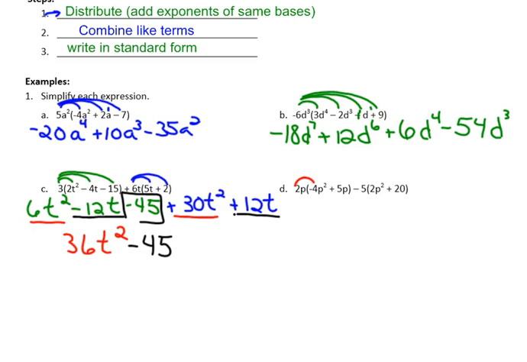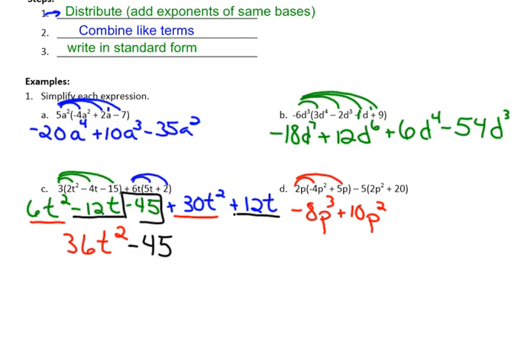Okay, let's try the next one. This time I'm going to multiply by a 2p. So 2 times negative 4 is negative 8. P times p squared is p to the 3rd. If you're not sure how I'm getting that, you better come and get some help. So 2 times 5 is 10. P times P is P squared.